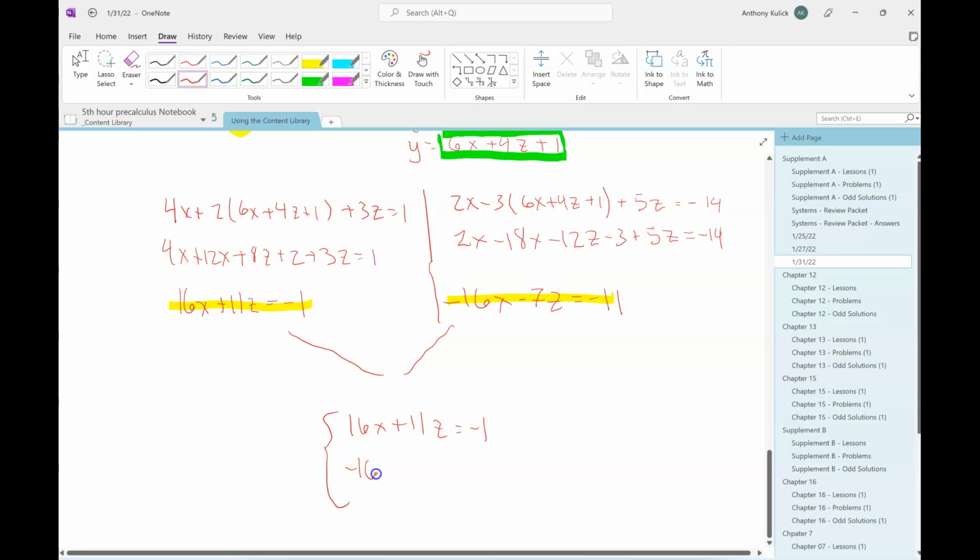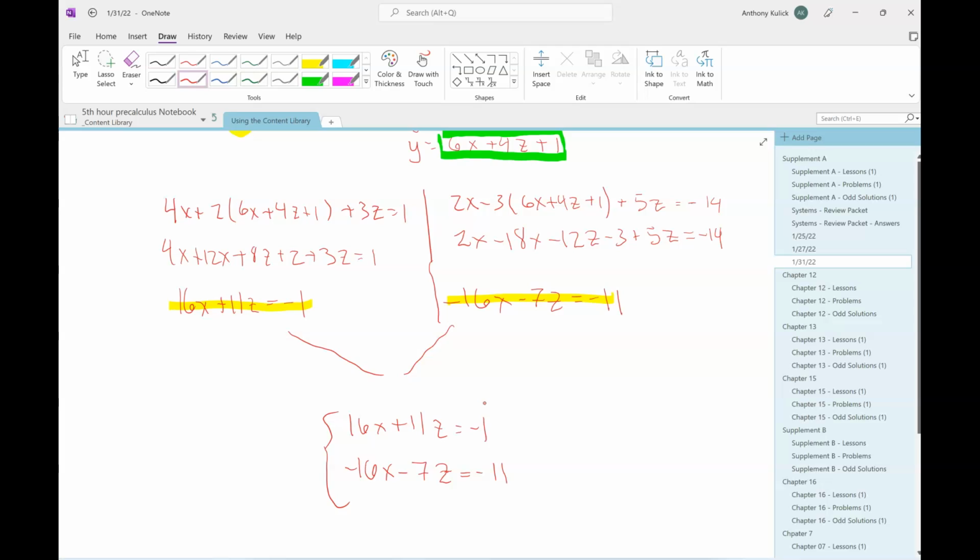So that first step that we did with the substitutions, we were able to eliminate 1 variable in 1 equation, and now we have a 2-variable system with 2 equations in it. Is everybody okay with that? Yes? Sure.